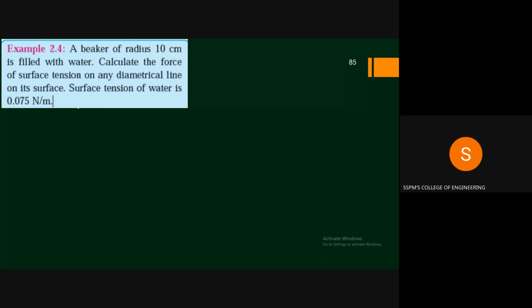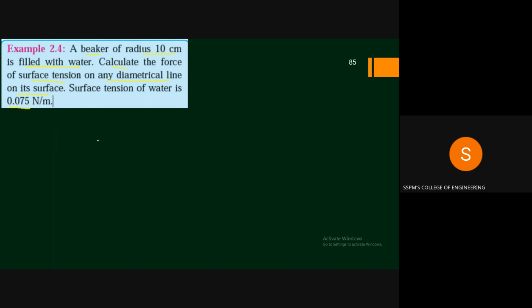So the question given here is: a beaker of radius r, which is 10 centimeter, is completely filled with the water. Calculate the force of surface tension on any diametrical line on its surface if the surface tension of the water is 0.075.